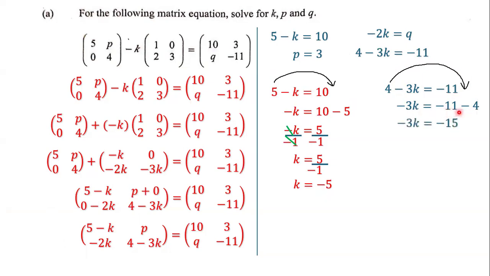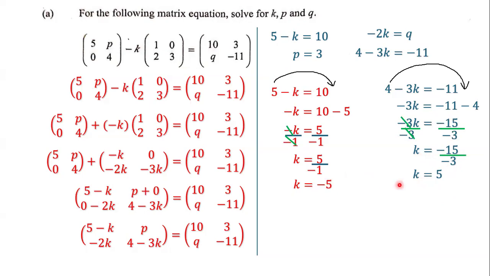Negative 11 minus 4 is equal to negative 15. And so we have here negative 3k is equal to negative 15. Then we divide both sides of this equation by negative 3. When we do that, we get that k is equal to negative 15 divided by negative 3. And negative 15 divided by negative 3 is equal to 5. And so what we have is k is equal to 5 and k is equal to negative 5.